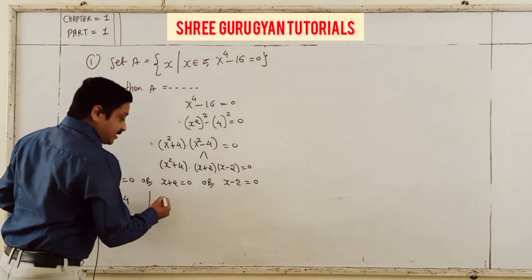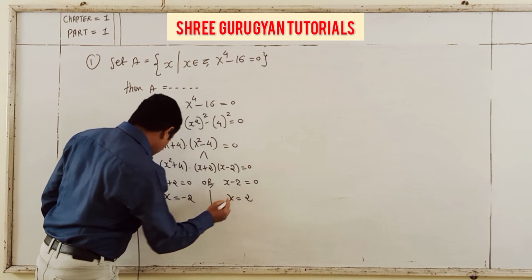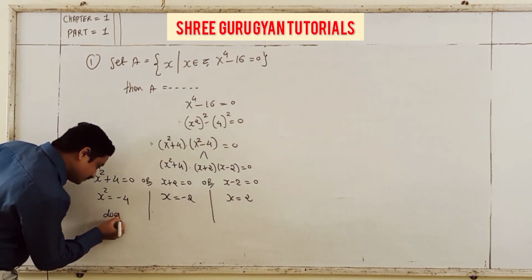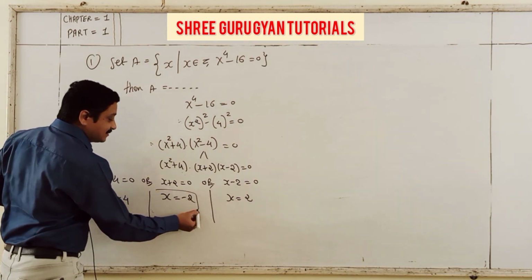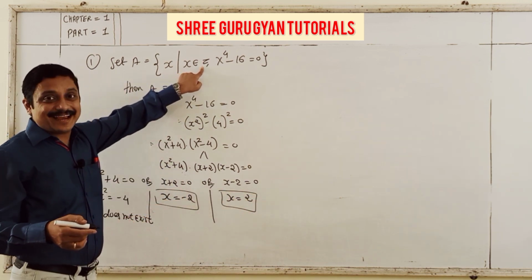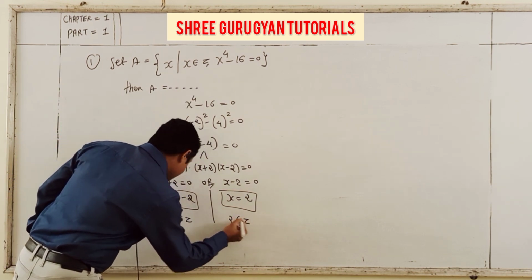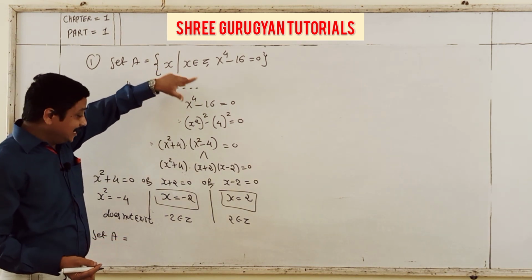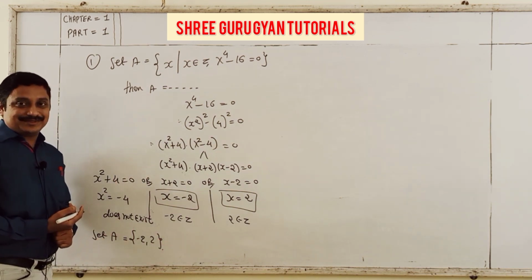Okay, now students, here x is equal to minus 2 and here x is equal to 2. You check, a square number is never negative, which means it does not exist. Finally, this answer and this answer are my answers for belongs to Z. That's why I have written here minus 2 belongs to Z and 2 belongs to Z. So your set A is ready, students. Only and only my answer is minus 2 comma 2. And that's your answer.